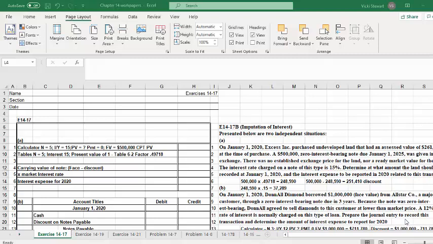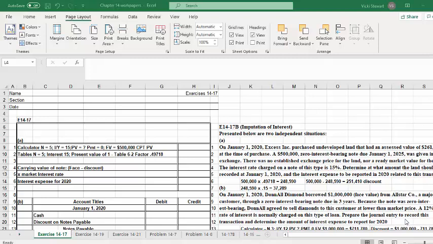This is a demonstration of exercise 1417B, imputation of interest. Presented below are two independent situations. Part A states, on January 1st, 2020, Excess Inc.